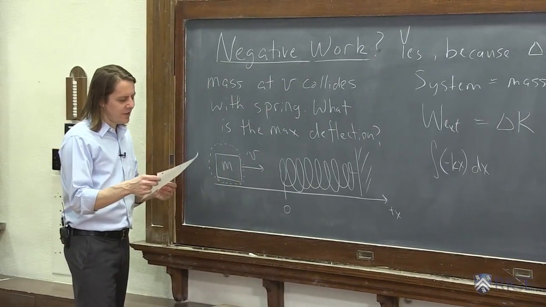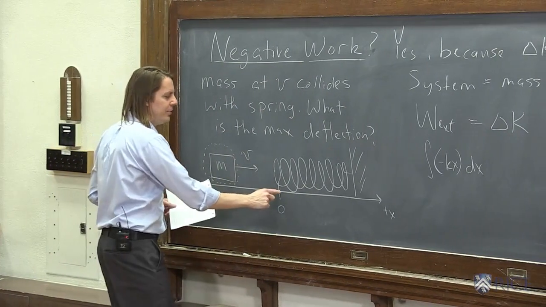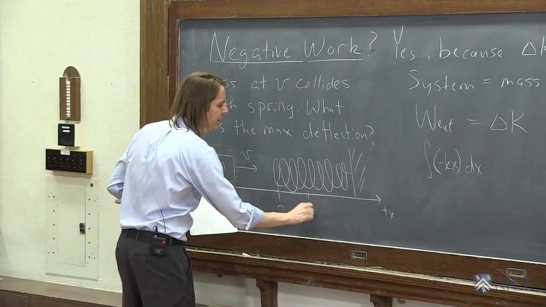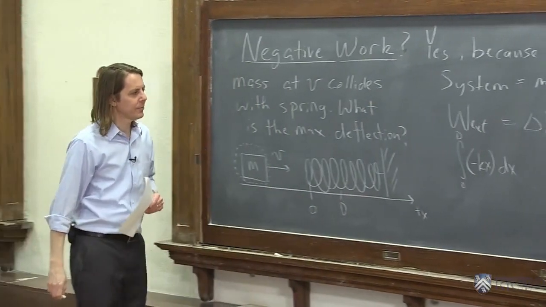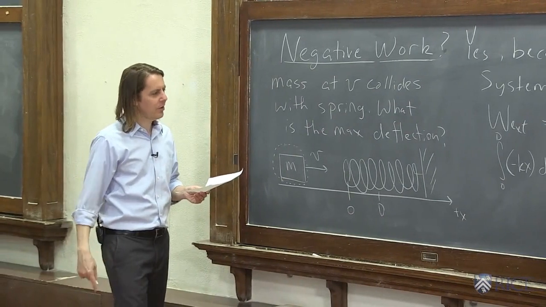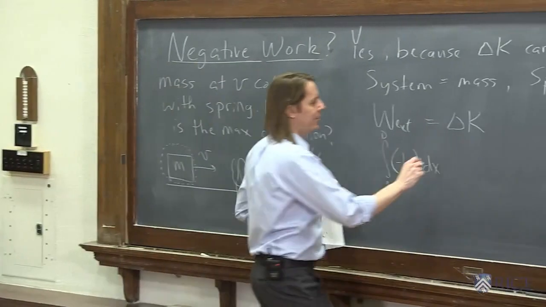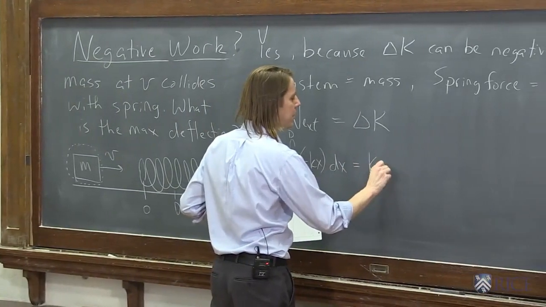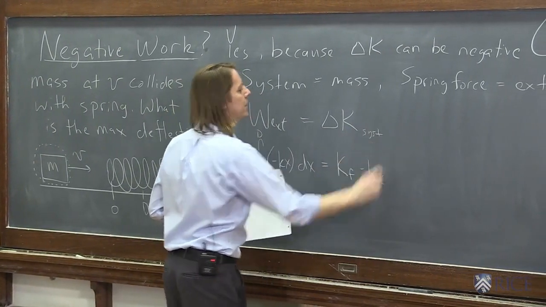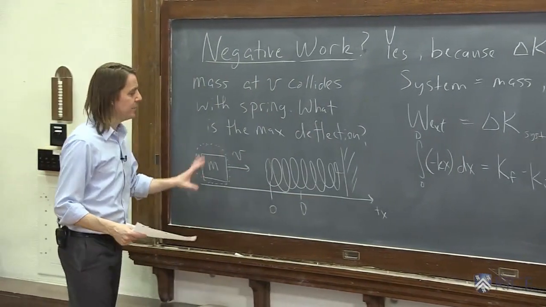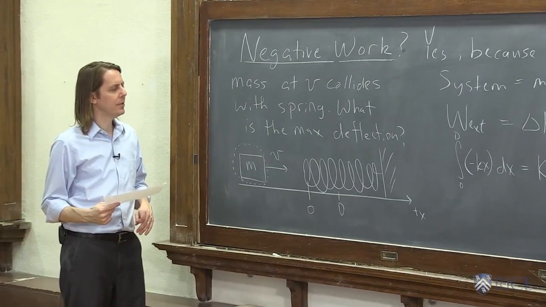So minus kx dx is that integral, and we're going to integrate from 0 to, let's just call it big D, the displacement. 0 to D. That's how far it gets. Okay. So that's one side. The other side is delta K. That must be the kinetic energy final minus the kinetic energy initial of the system. Right, the system being just the mass. The mass's kinetic energy.